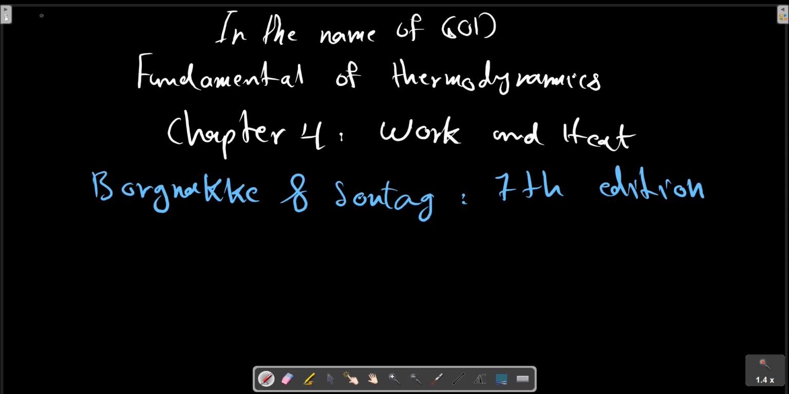In the name of God, Fundamentals of Thermodynamics, Chapter 4, Work and Heat, from Borgnakke and Sonntag, 7th edition.